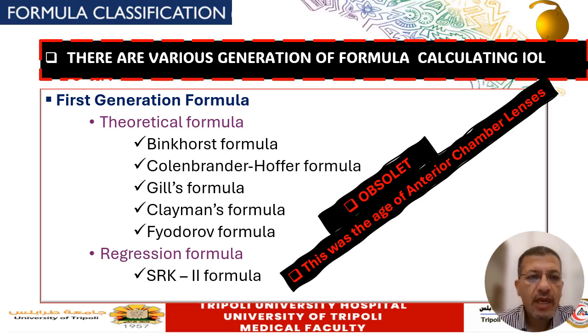And the second way of classifying these formulae is by the theory behind the way the formulae are working. So by this way, you can understand how the formula is working, and whether it is dependent on pure optics, that's the Gaussian optics principle, or the thin lens optics principle, or ray tracing, or the use of artificial intelligence, and so on.